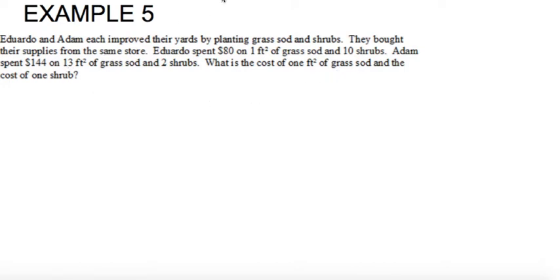So the next step you want to do is highlight key information. So we know that Eduardo spent $80 on grass, sod, and then 10 shrubs, and we know that Adam spent $144 on 13 feet of grass, sod, and 2 shrubs. Sorry, this one should have been highlighted also. So we are interested in the cost of 1 square foot of grass, sod, and the cost of 1 shrub.